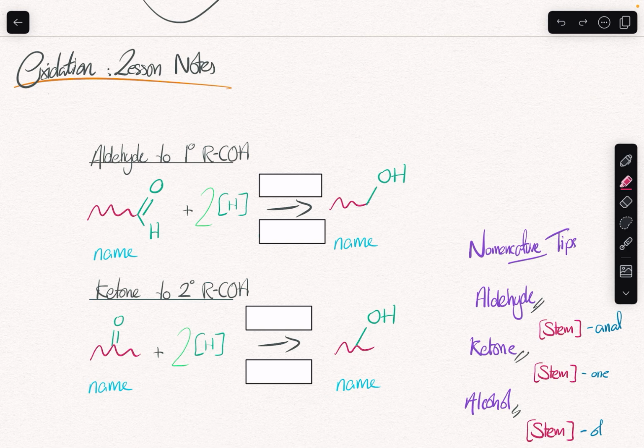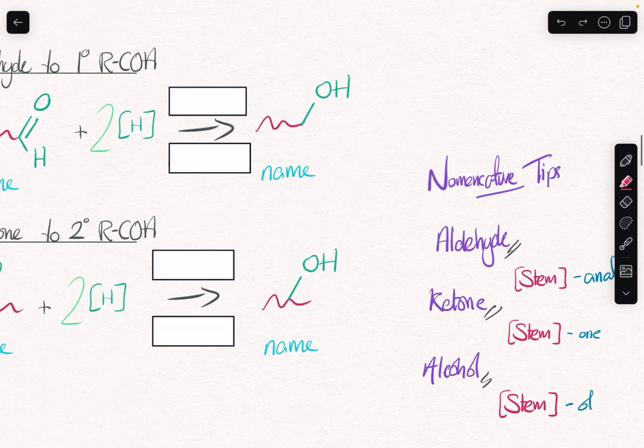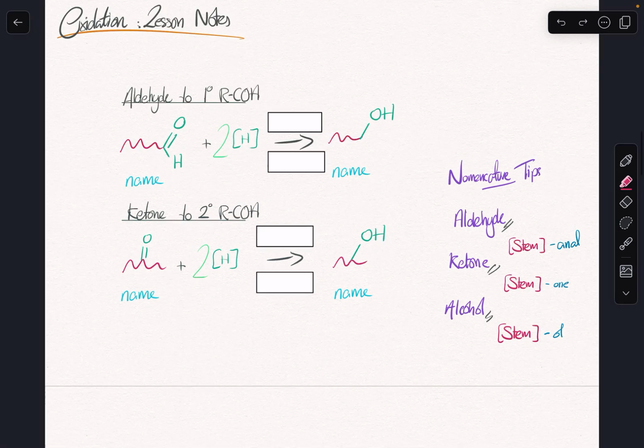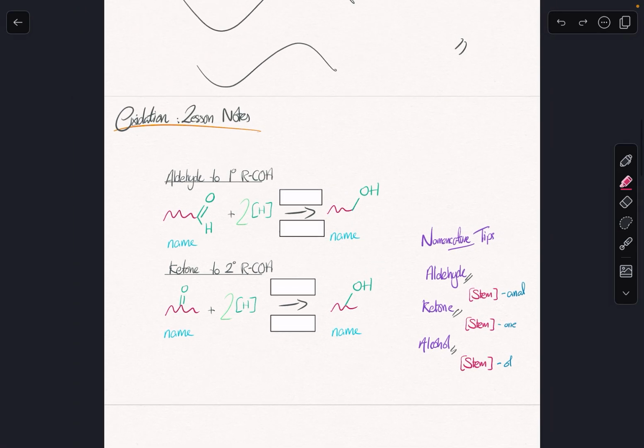The actual mechanism for this, again, you don't need to know, but we are adding 2 hydrogens to the first one, 2 hydrogens to the second one. But have a look at that. Now for naming them, remember aldehydes is a stem and then -anal, ketone is a stem and then -one, and then alcohol is a stem and then -ol. Really straightforward examples. Hopefully you should find this a little bit easier.